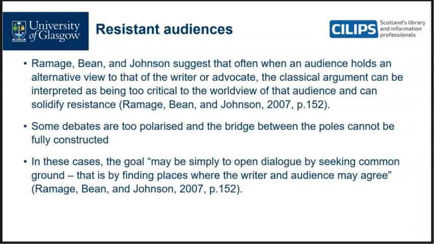In terms of resistant audiences, Ramage, Bean and Johnson suggest that often when an audience holds an alternative view to that of the writer or advocate, the classical argument can be interpreted as being too critical of the worldview of that audience and can solidify resistance. Some debates are just too polarised, and the bridge between the poles cannot really be fully constructed, no matter how good the argument. In these cases, the goal may be simply to open dialogue by seeking common ground, that is, by finding places where the writer and audience may actually agree.